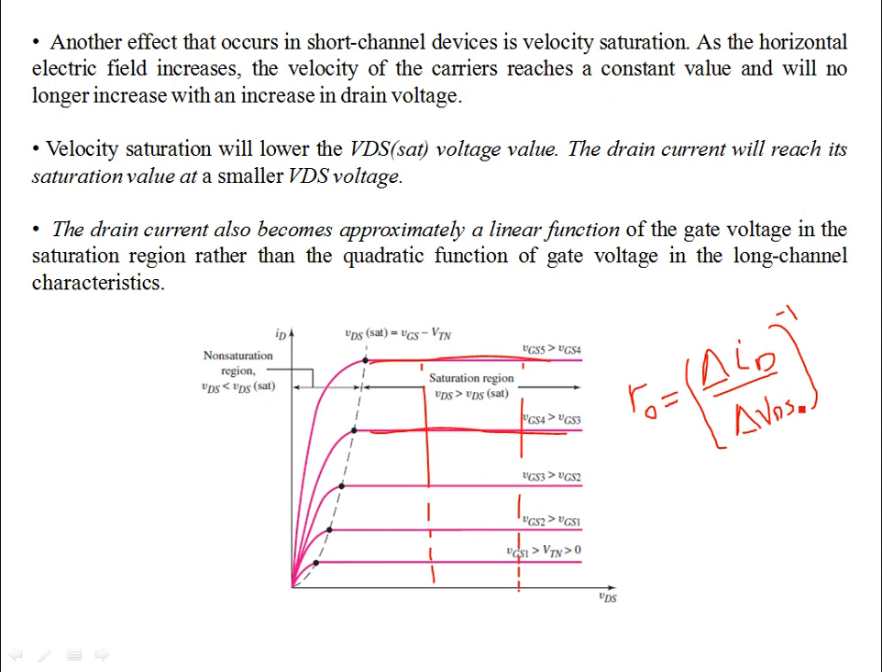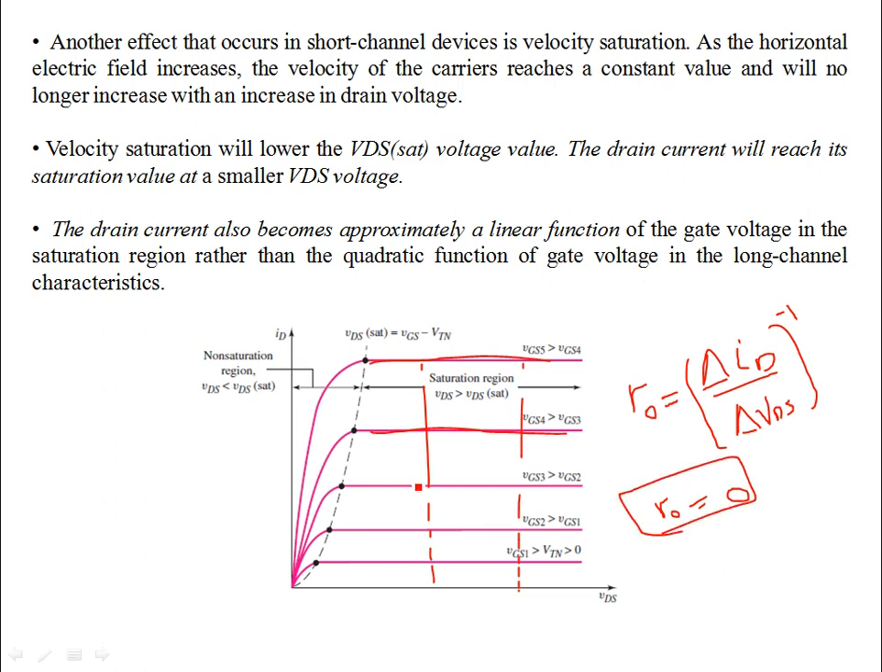So this is basically zero. Even if delta VDS is large, you don't have any change in the current. So the output resistance was zero, but this is not the case. You don't have a zero output resistance. Output resistance turns out to be finite.